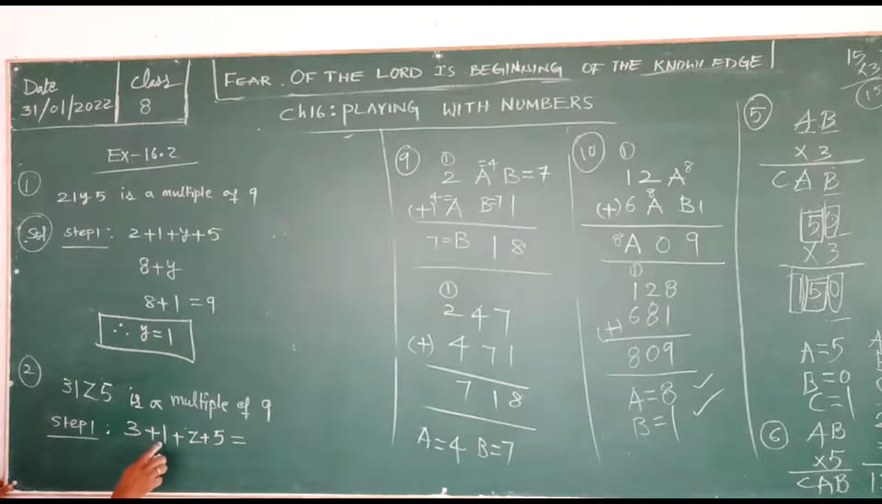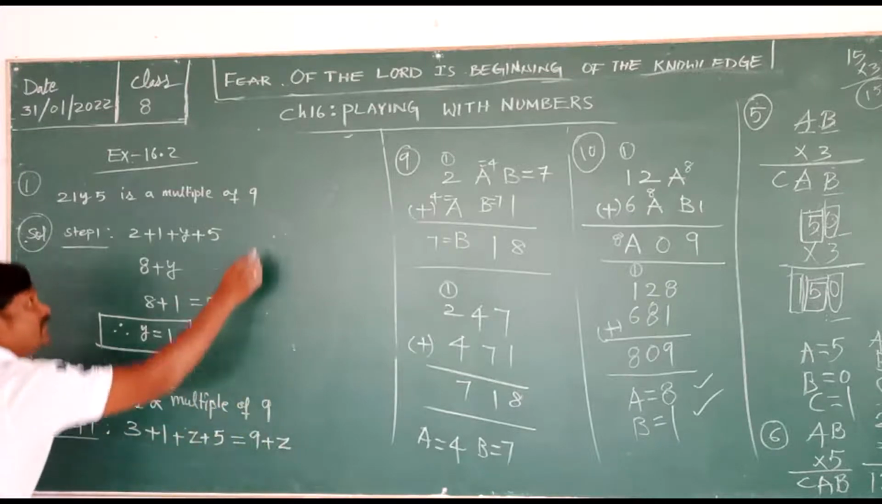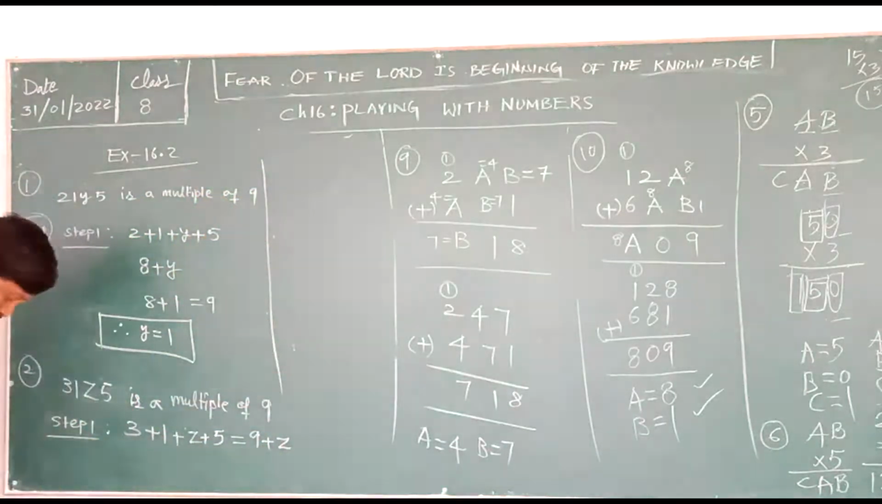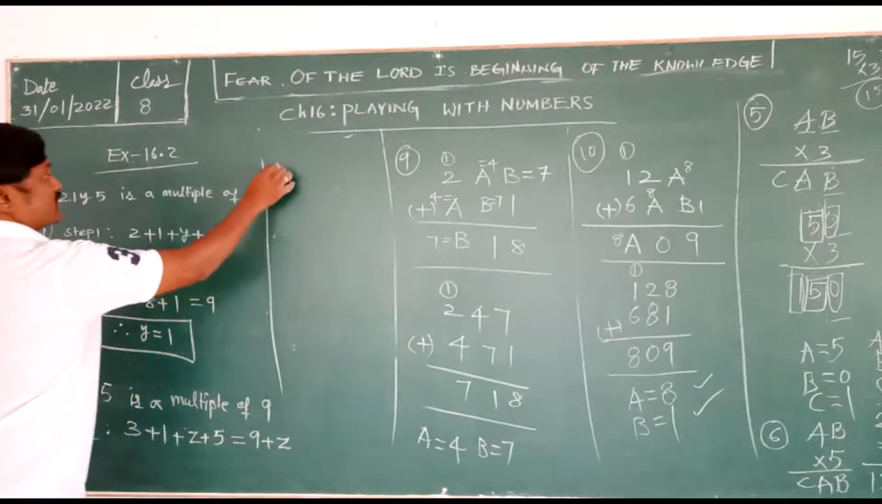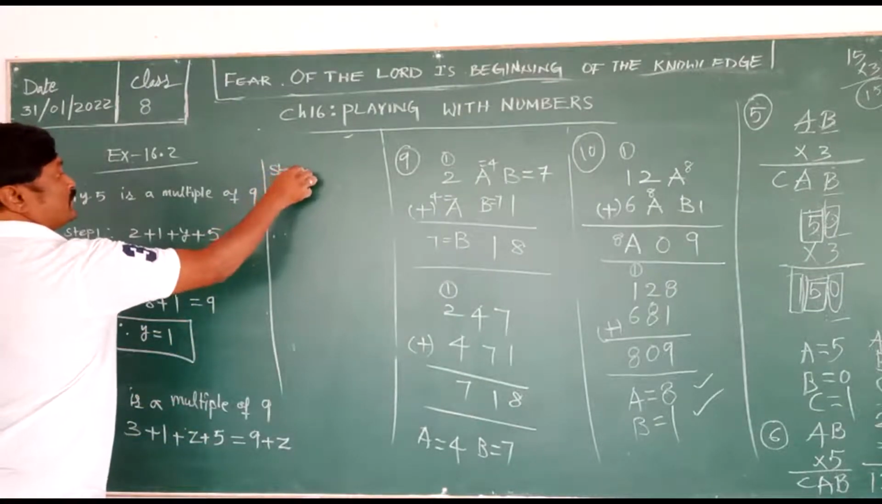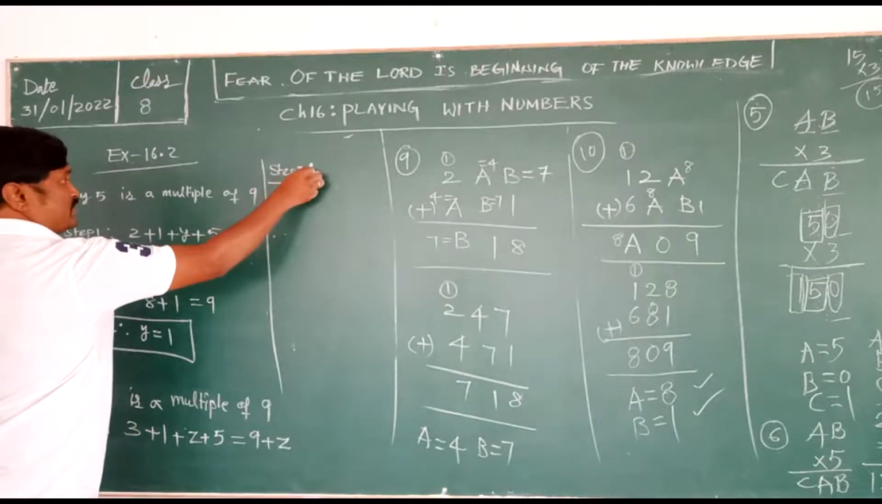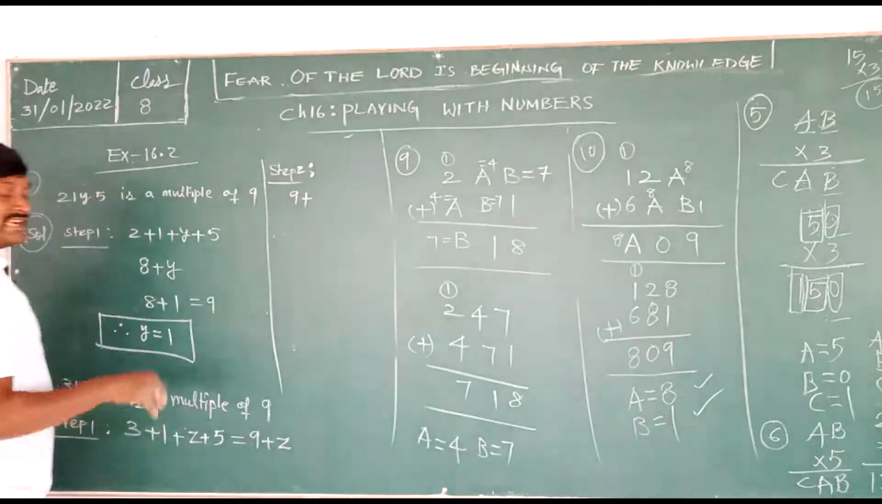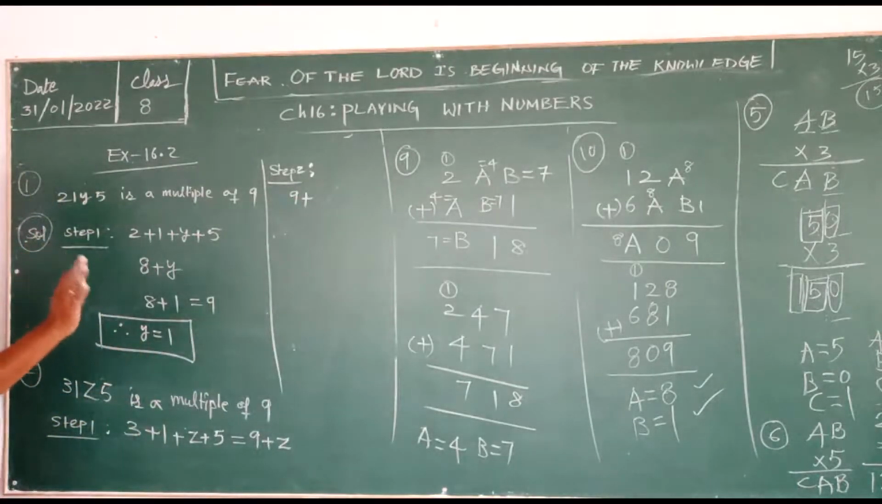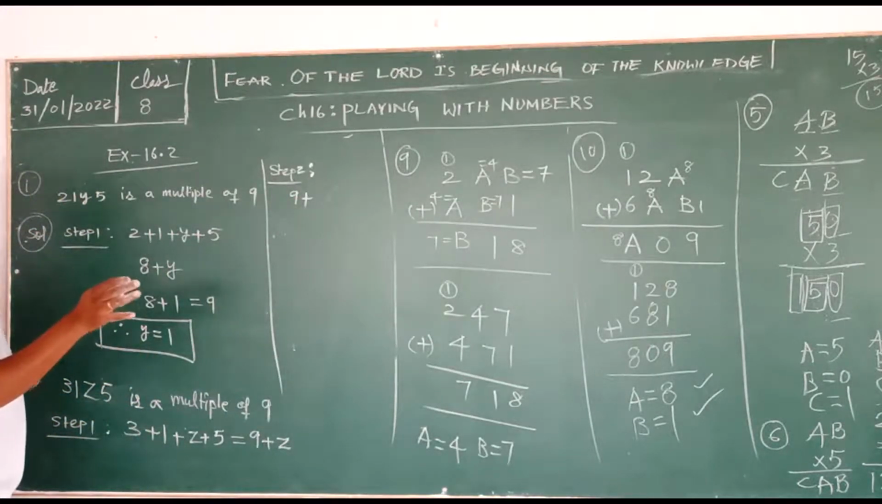So 8 plus 1, 9, 9 plus z. Then you have to use the digits 0 to 9 and solve the problem. How to use those digits 0 to 9 and how to solve? Let's check. So step 2, what do you need to do? Step 2 is, here 9 plus z, they said 9 plus z, you only have to use the digits. Digits are 0 to 9, you know.